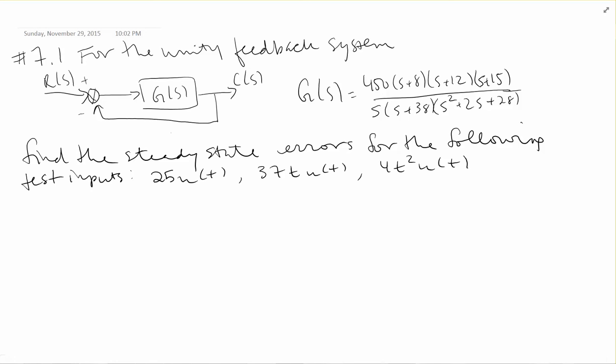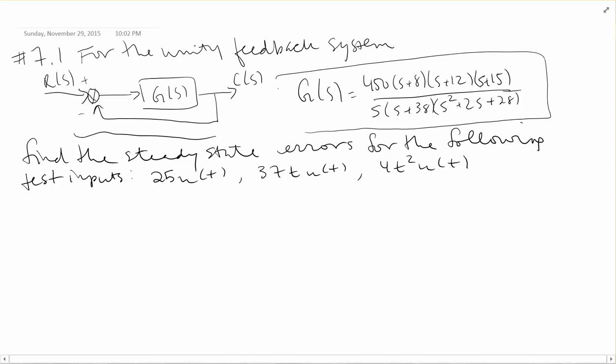I don't know if I can get this thing to draw. There we go. So we've got our input, which is R of S. We've got our open loop transfer function, which is G of S. G of S is given as this equation. So we got 450 times S plus 8 times S plus 12 times S plus 15 over S times S plus 38 times S squared plus 2S plus 28.